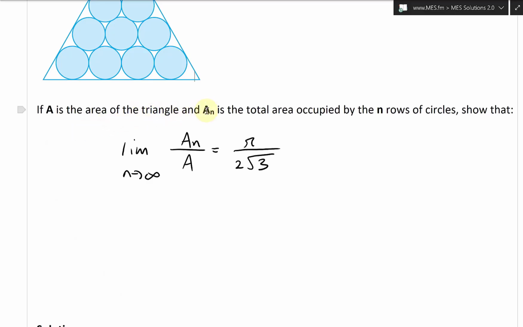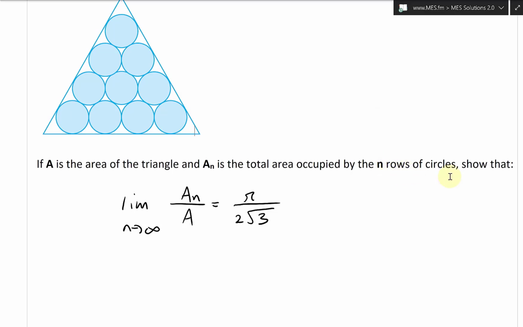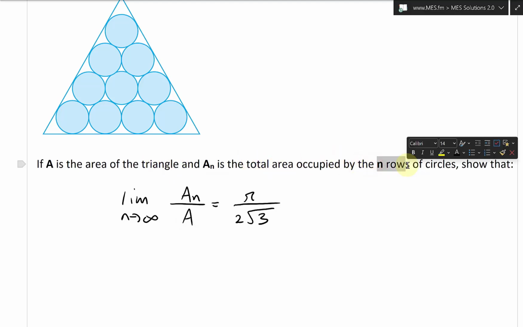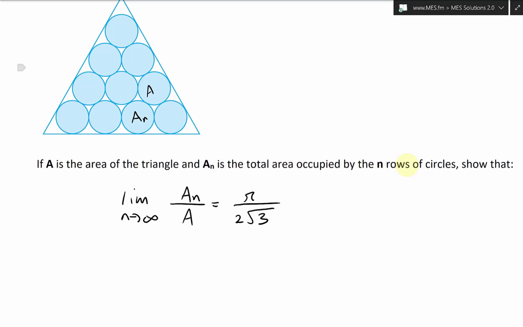If A is the area of the triangle and A_n is the total area occupied by the n rows of circles, show that the limit as n approaches infinity of A_n divided by A equals pi over 2 times square root of 3. So again, A_n is the total area of the n rows of circles, all of that together, and A is the area of the triangle.